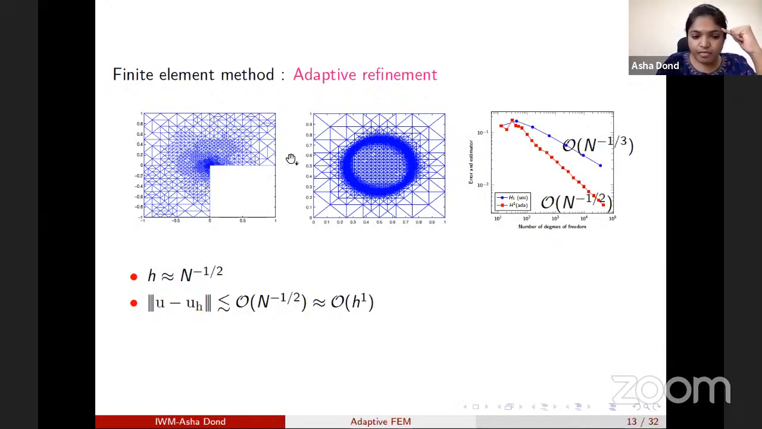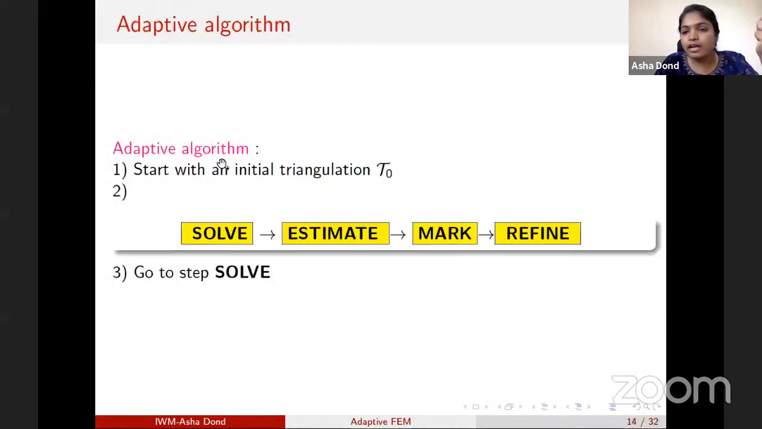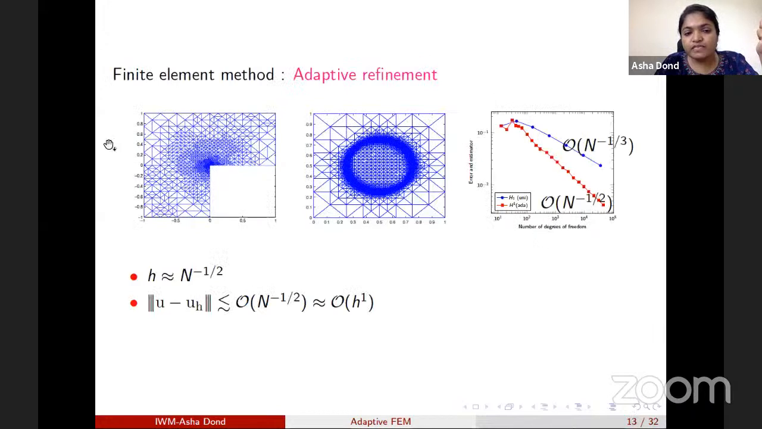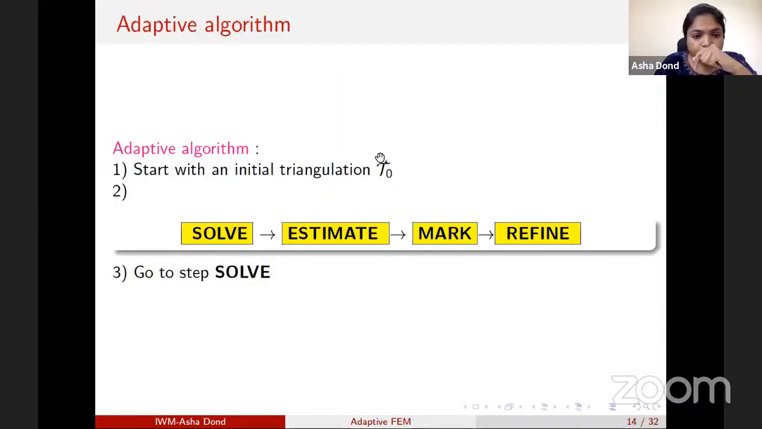But now the main question is how to identify where the function has a singularity. It is difficult because the exact solution is unknown. We don't know the exact solution, so how do we identify this critical area? For that, we have to go for the adaptive algorithm, which will help us identify the critical area where to refine. The adaptive algorithm contains 4 steps: solve, estimate, mark, and refine.